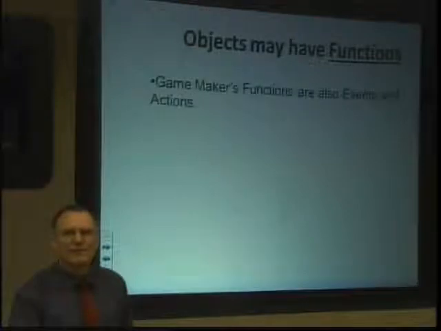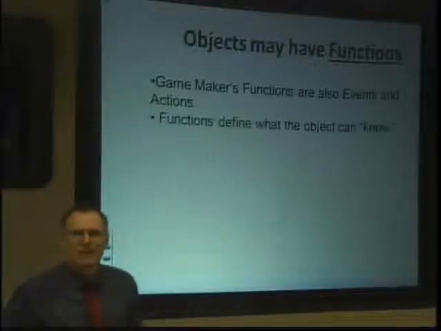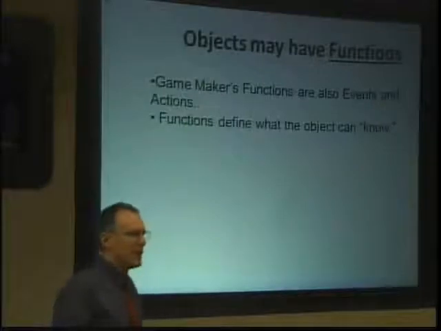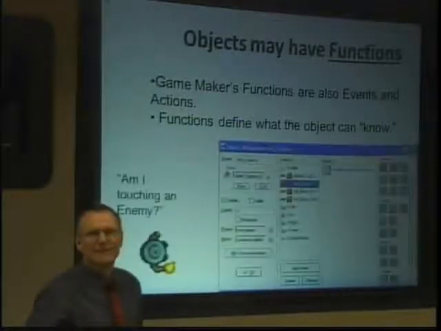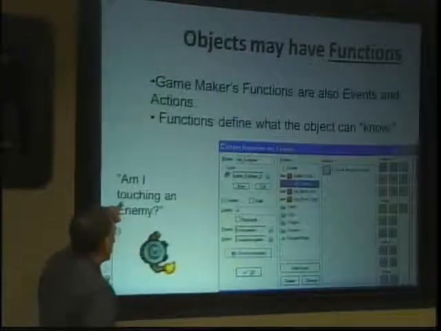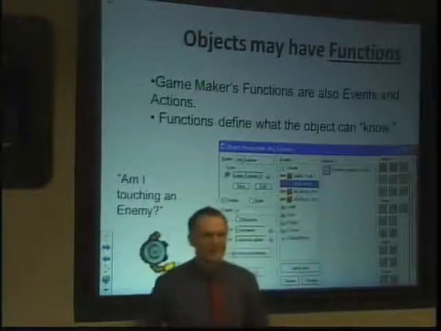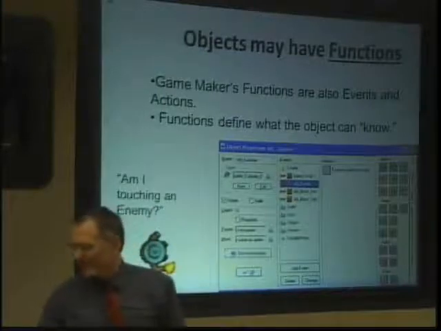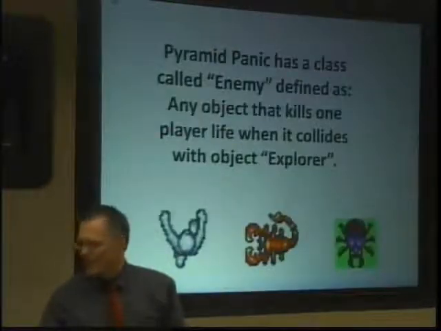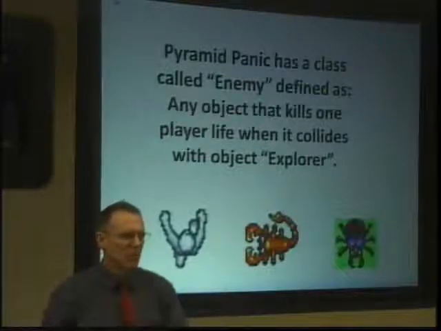Objects may also have things called functions. GameMaker's functions are also events and actions. Functions define what an object can know. Let's say, for example, the Explorer object needs to know, am I touching an enemy? So it checks the collision with object enemy to determine that function. Pyramid Panic has a class called enemy. And an enemy is defined as any object that kills one player life when it collides with Object Explorer.